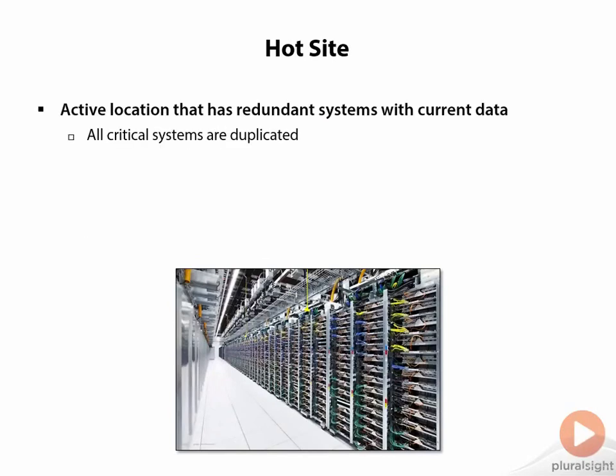The next would be a hot site, and that's kind of the exact opposite. A hot site is an active location that has redundant systems with current data. So all of your critical systems are duplicated. It's the most expensive of the DR options because, again, you're going to need to have everything duplicated: all your servers, storage, networking, cabling, power, and so on and so forth. Plus, the data is going to have to be actively copied over or relatively close in time. It may be 5 minutes, it may be a day or a couple hours, whatever that level of tolerance is, but it needs to be relatively current so that you can pick up operations relatively quickly.